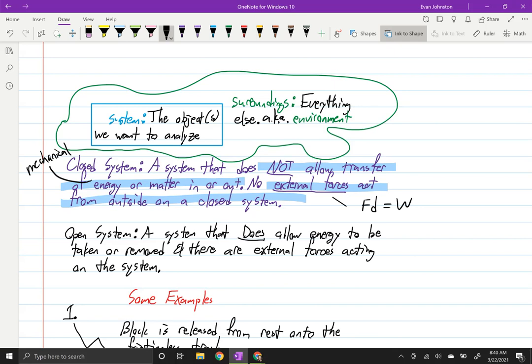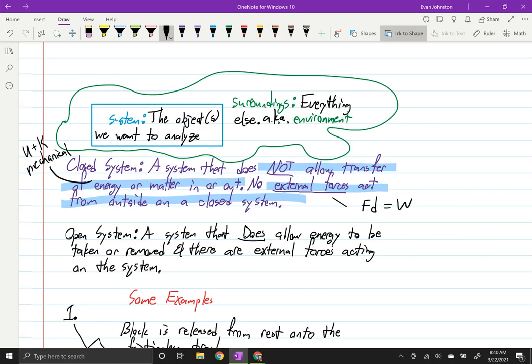Now, if you're that person that's like, whoa, what the heck is mechanical energy again? Mechanical energy is just a combination of potential and kinetic. It doesn't have to be spring potential. It doesn't have to be gravitational potential. It could be both. It could be kind of a combination of them.